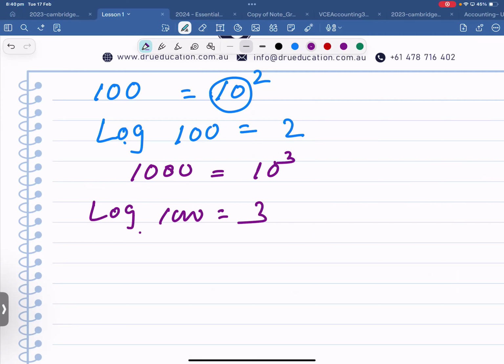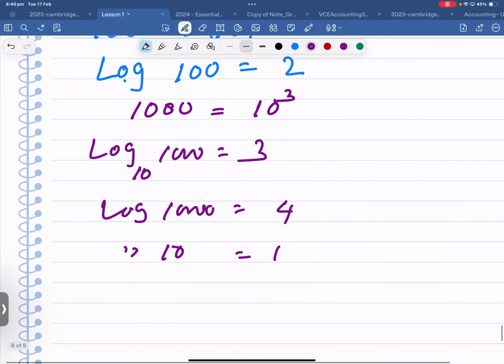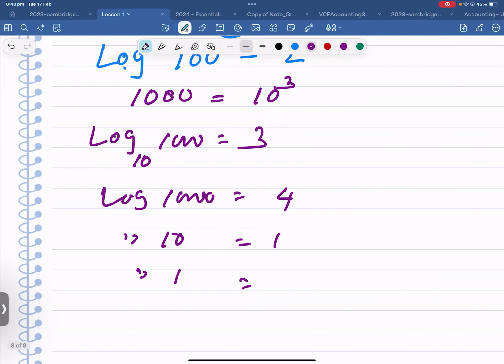So you can say, if you want, to the base 10. Right? Similarly, log value of 10,000. What is it? 4. Log value of 10, 1. Log value of 1. This question, you have any idea? Log value of 1? 0.